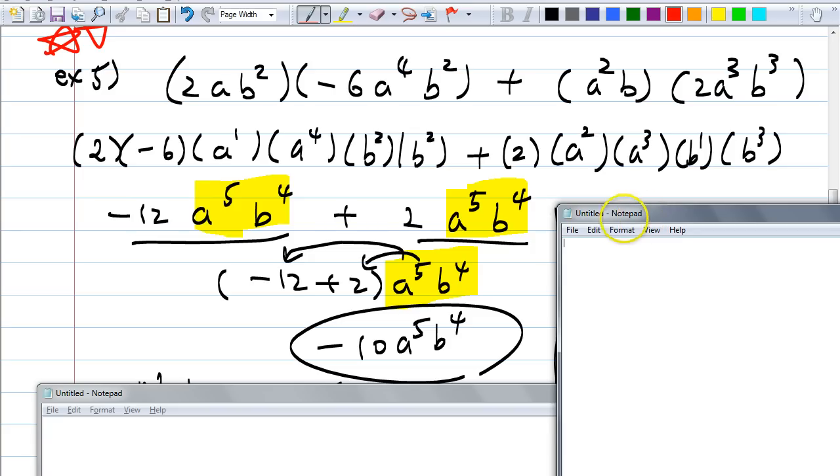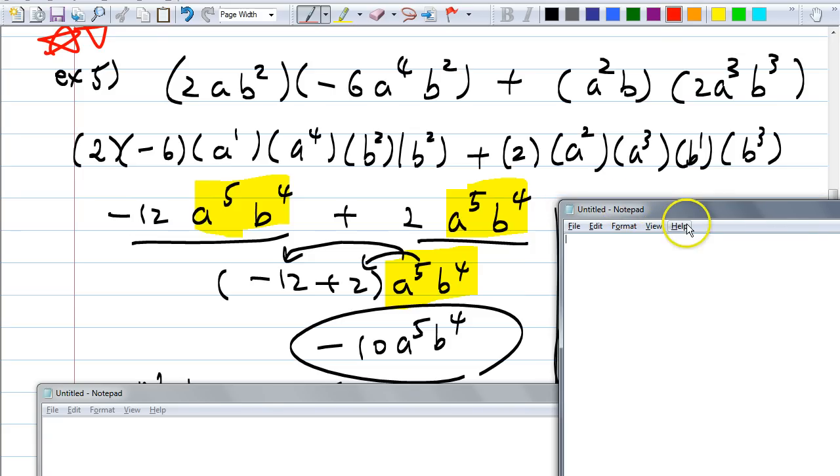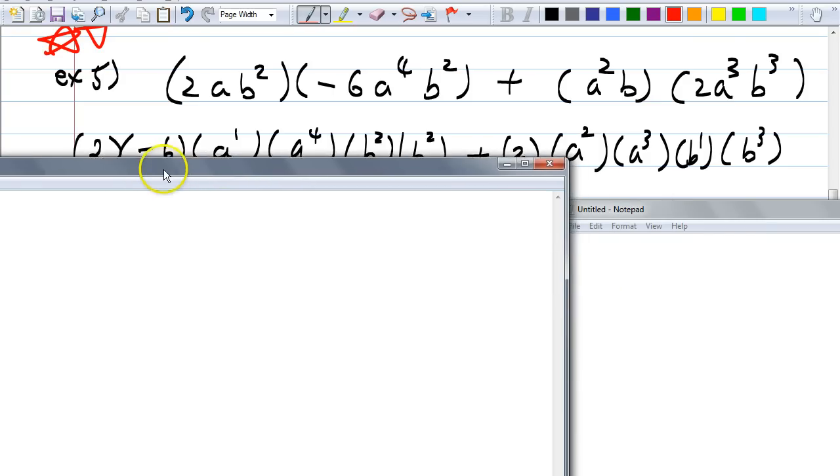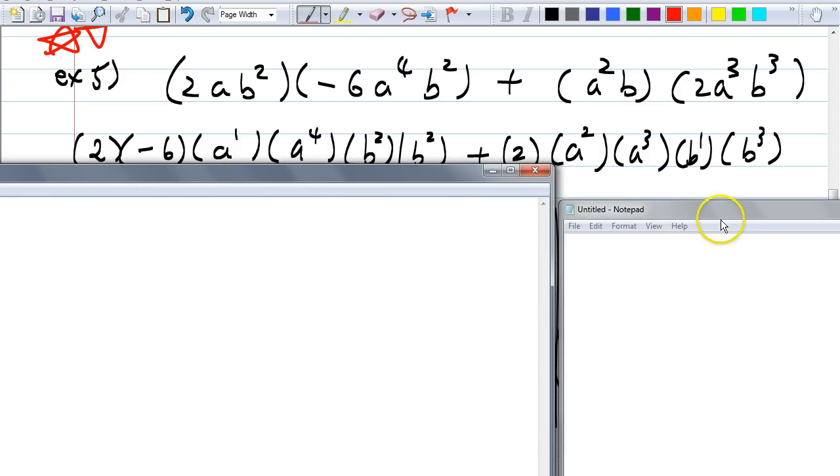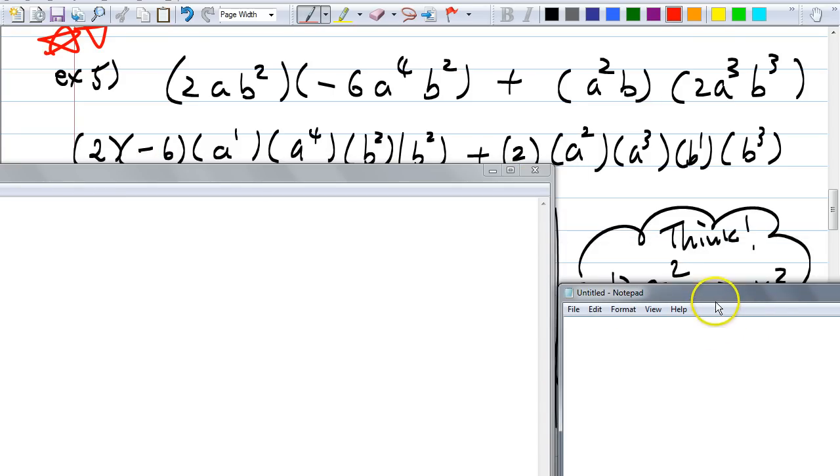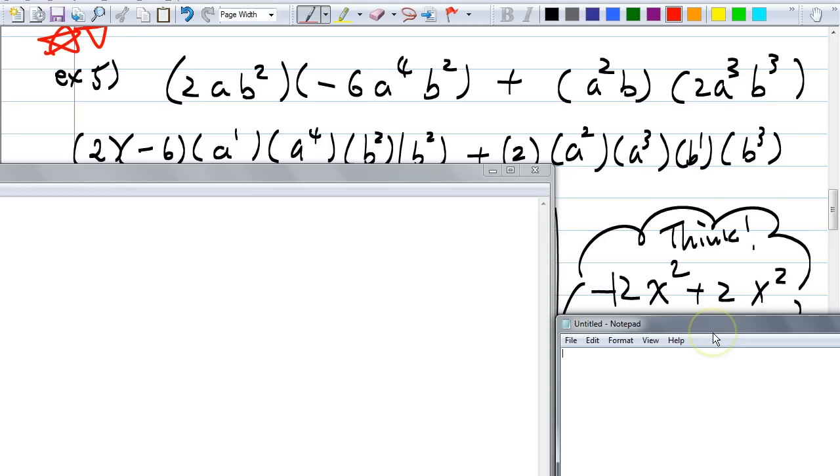This is the answer. Do you see a mistake? Some of you are having trouble understanding. Let me ask you this. Forget about this thing. Let me just ask you this, okay? If I have negative 12x plus negative 12x squared plus 2x squared, what do you get as your answer?